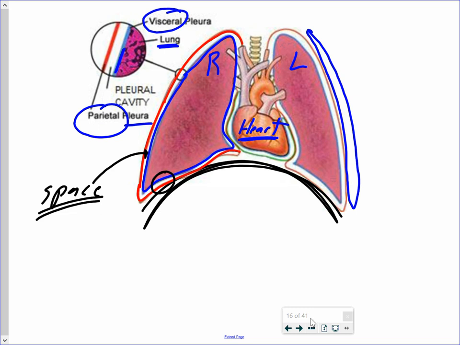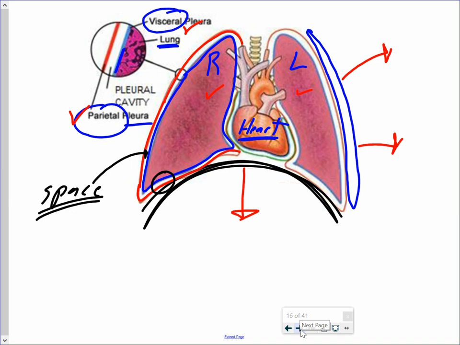So what that means is that when you breathe in, the rib cage goes out, the rib cage goes up, the diaphragm goes down. What that's going to do is pull on the parietal pleura, which in turn is going to pull on the visceral pleura, which is attached to the two lungs. So it's going to pull the lungs out, and that's what's going to allow for the expansion of the lungs, the expansion of the thoracic volume, and the volume inside of the lungs as well.